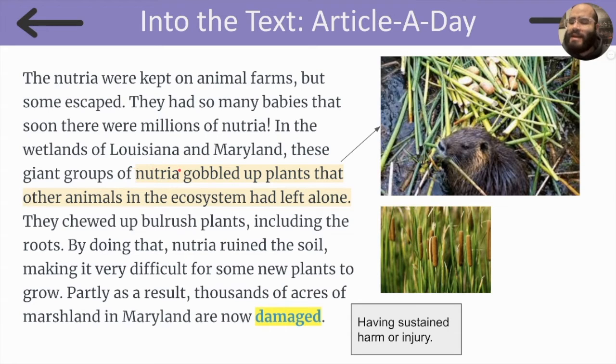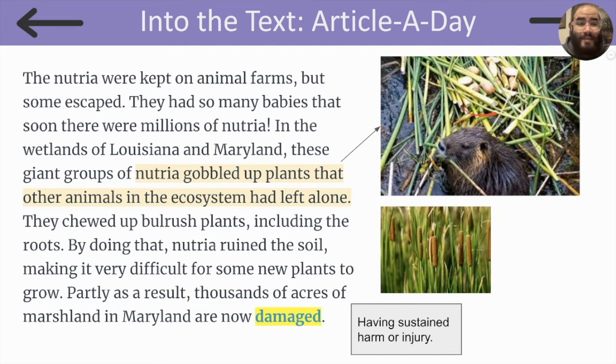In the wetlands of Louisiana and Maryland, these giant groups of nutria gobbled up plants that other animals in the ecosystem had left alone. They chewed up bulrush plants, including the roots. So these are some bulrush plants, and the nutria eat them. By doing that, nutria ruined the soil, making it very difficult for some new plants to grow. Partly as a result, thousands of acres of marshland in Maryland are now damaged. Damage means having sustained harm or injury.